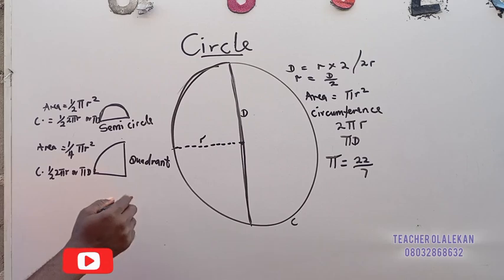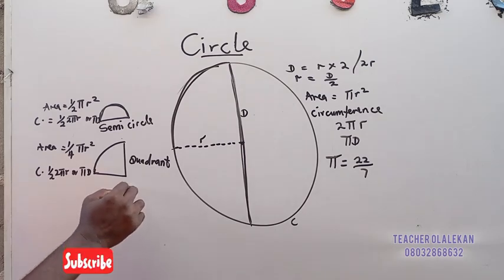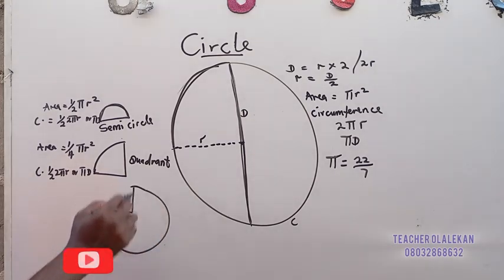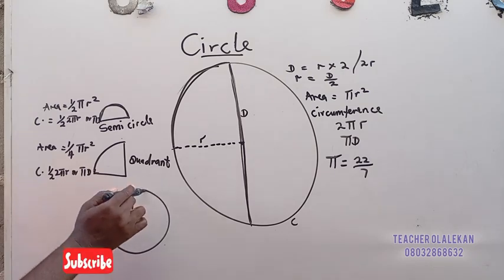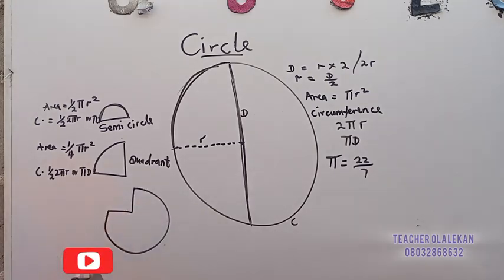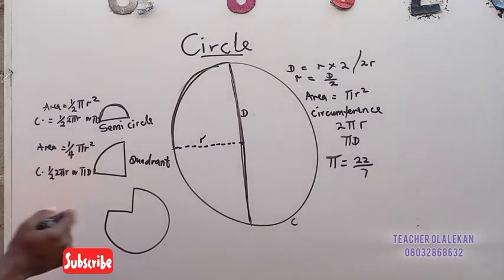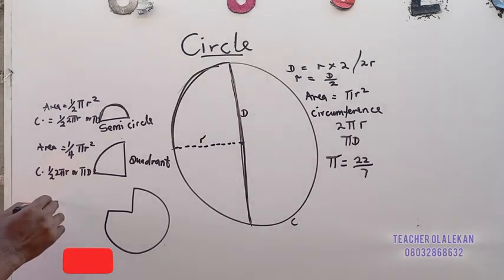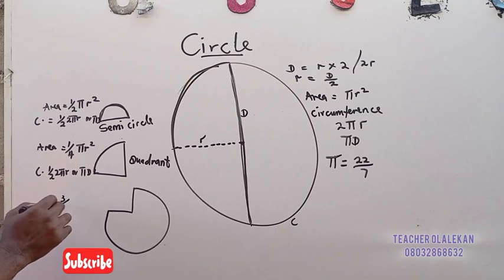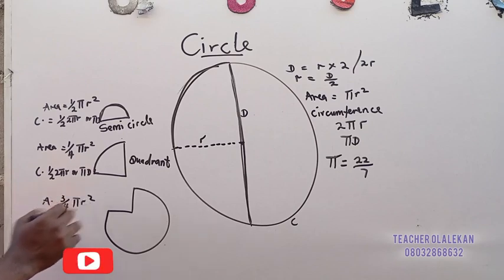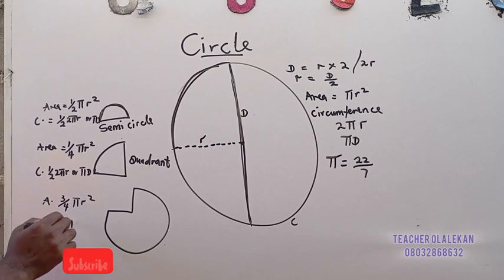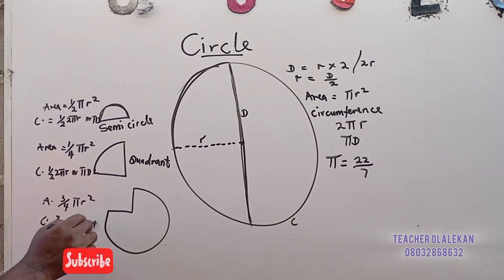Okay, so it's possible you have a 3/4 shape like this. Yes, it's possible you have something like this in some graded maths. So your area for something like this, since it is 3/4 of a circle, will be equal to 3/4 pi r squared, while the circumference will be 3/4 2 pi r or pi d.